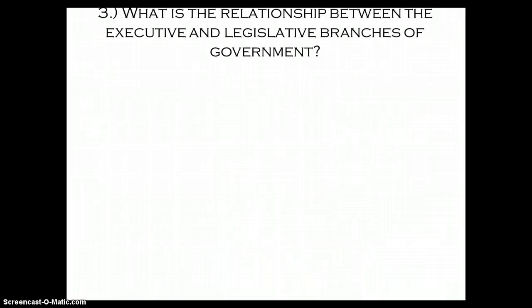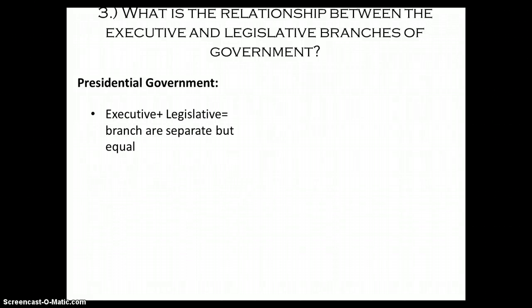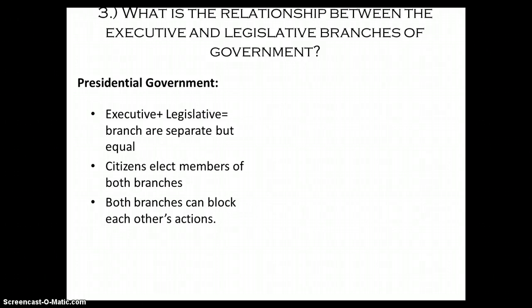The third question is, what is the relationship between the executive and legislative branches of government? One type of government that answers this question is a presidential government. This is where the executive and legislative branches are separate but equal, meaning that citizens elect members of both branches. However, each branch can block the actions of the other branches.